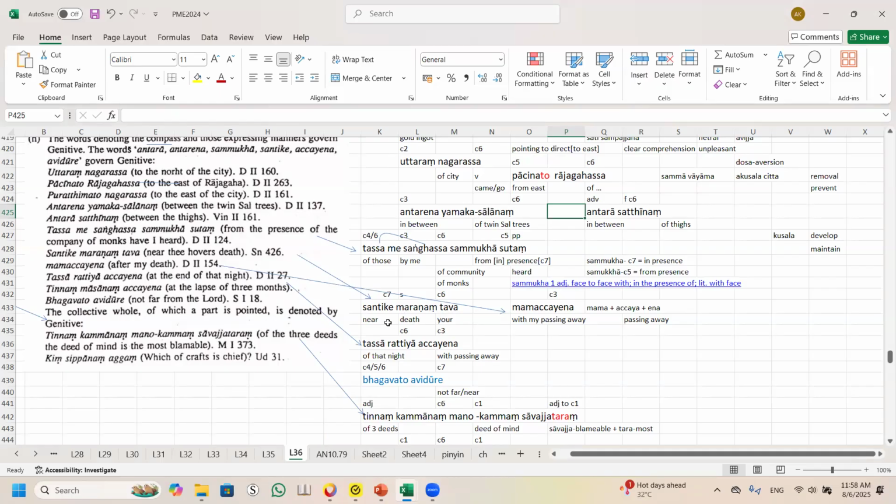Your death is near. Can you see this one? If you ask me what the translation is, I say your death is near, rather than "near the," which is the old English. "Near the Hoover death": I don't like this translation. I will say your death is near. I take this as a subject. So that is the reason why I don't follow their translation.